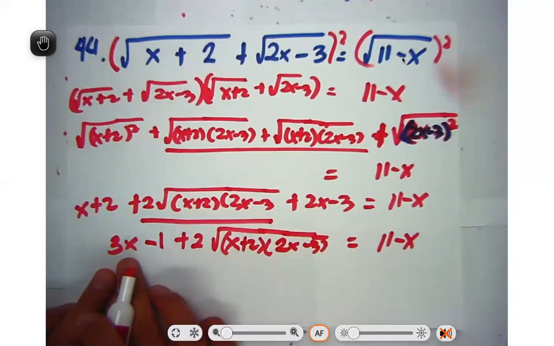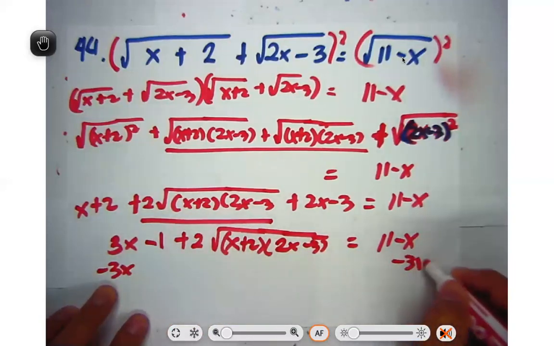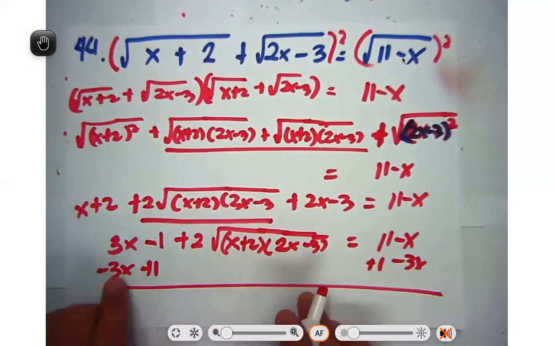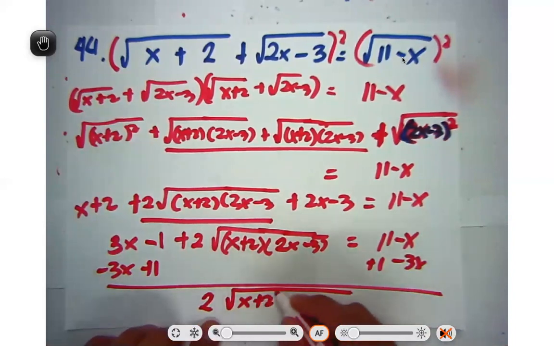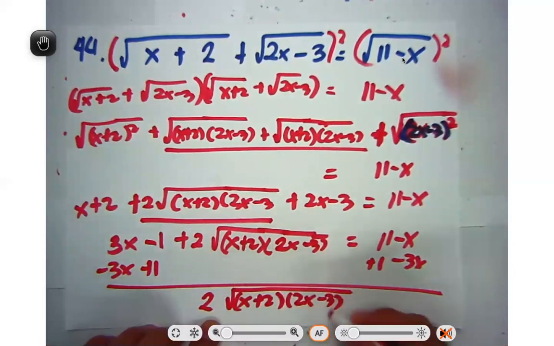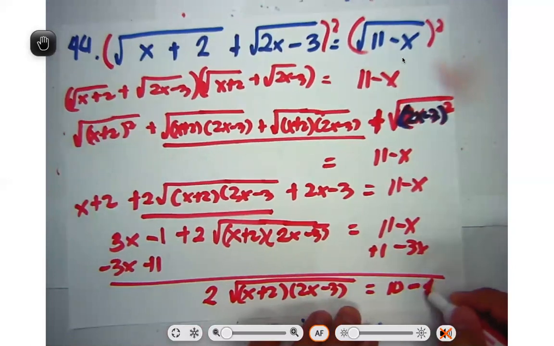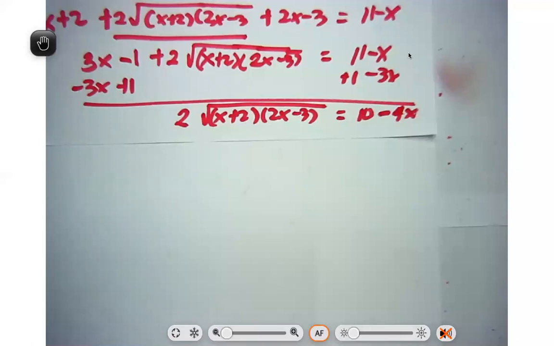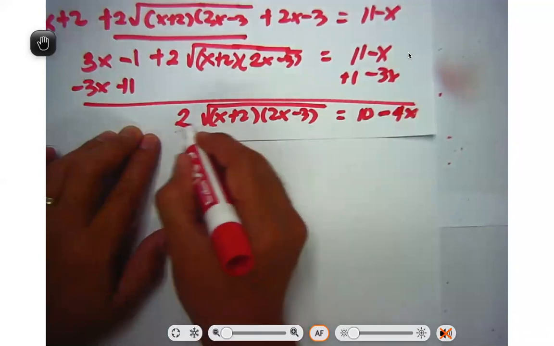Now we get rid of this. So we do minus 3x, minus 3x there, plus 1, plus 1. Now here's our result. 0, 0, bring down 2 times the square root of the same radical, and that's equal to 10 minus 4x. After which, we divide both sides by 2, right? Divide by 2.